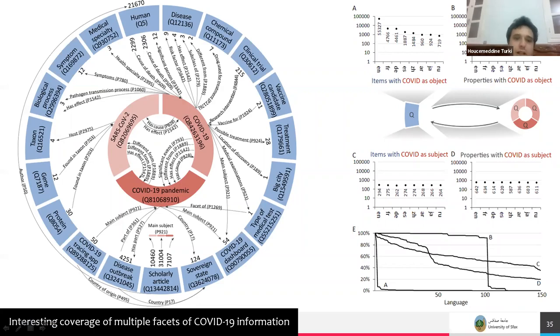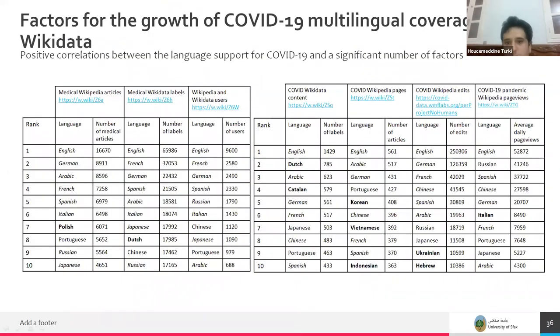Well, when we correlate the output of COVID Wikidata counted with other factors, we see that the COVID-19 Wikidata content is highly correlated across languages with the language representation of COVID-19 in language editions of Wikipedia, with the number of users speaking a given language, with the number of medical data labels, with the number of general medical Wikipedia articles, with the number of Wikipedia page views.